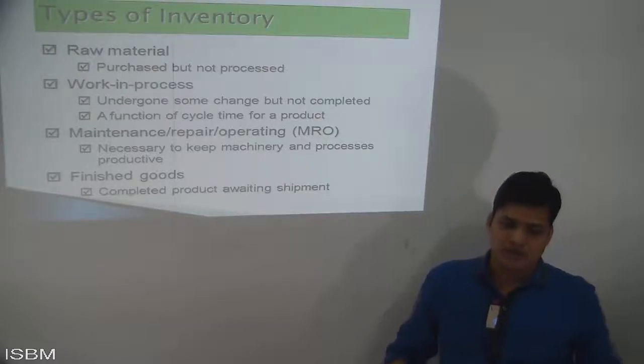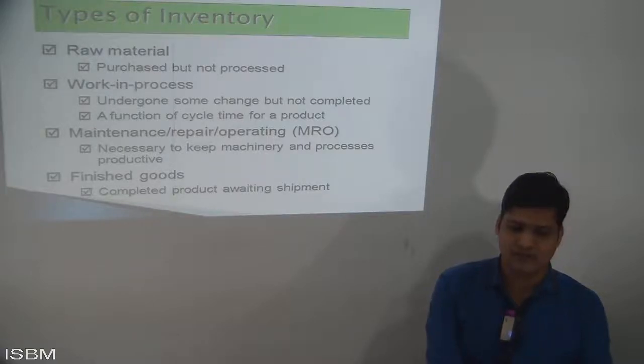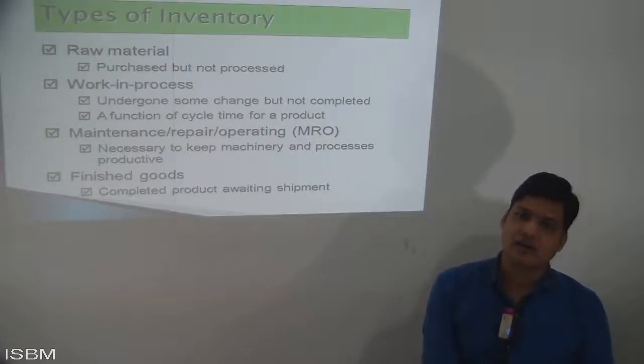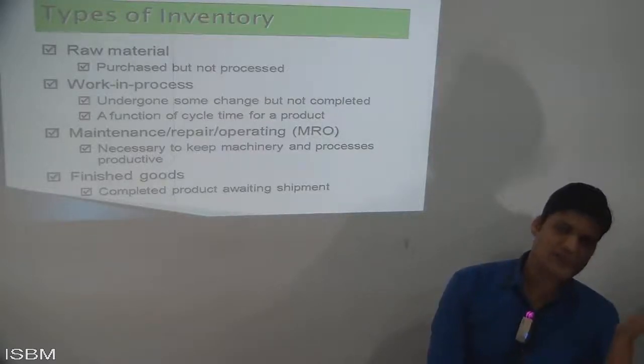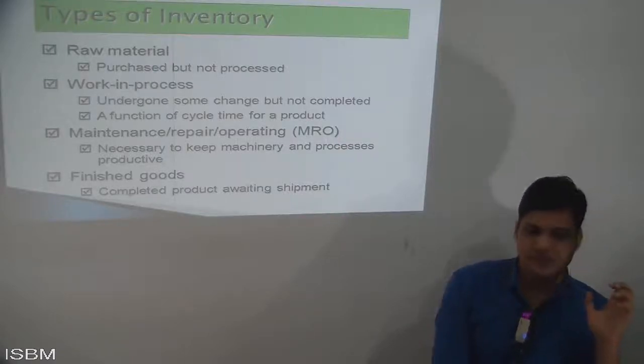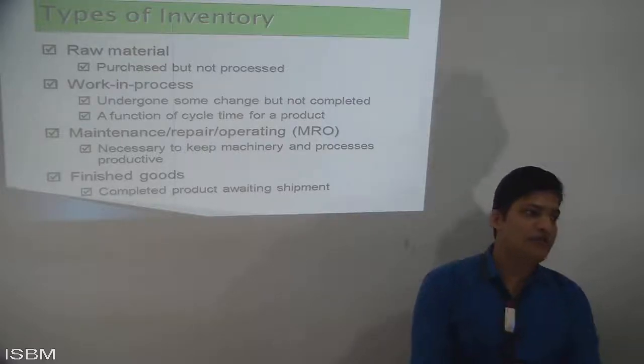Then MRO. MRO is nothing but maintenance, repair and operating, necessary to keep machinery and process productive. For that we require some place where we can keep the machinery, and to keep the machinery productive we require some instruments. For that also we require some inventory. And then finished goods, obviously completed product awaiting shipment.